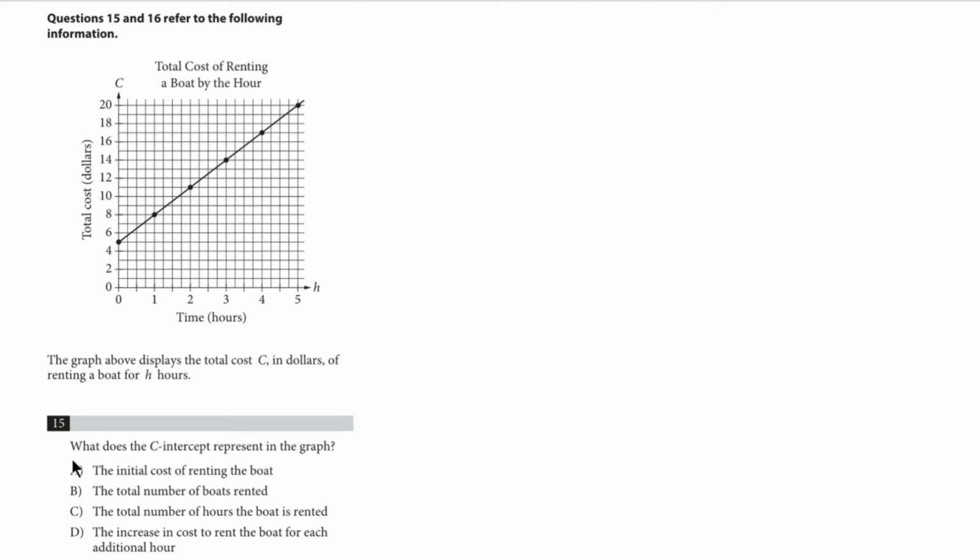Now question number 15 is asking, what does the c-intercept, that means this point right here, 5, represent in the graph? First of all, you need to understand that this is a linear equation, and of course this will be your c-intercept. The c-intercept will be the initial cost of renting this boat, because here when we are intersecting the c-axis, time is equal to 0 hours. So that's the beginning of the boat renting. This means at the beginning of renting this boat you have to pay $5.